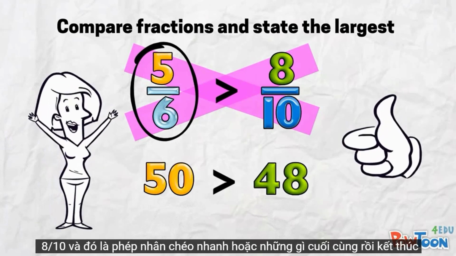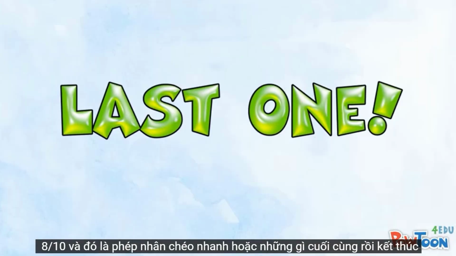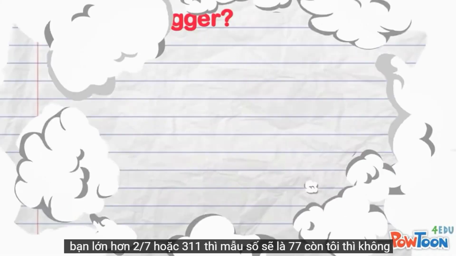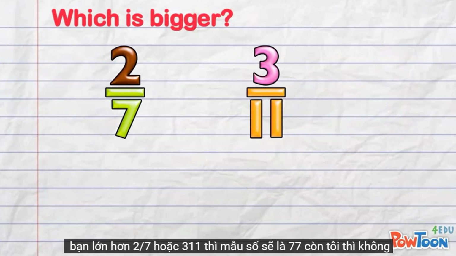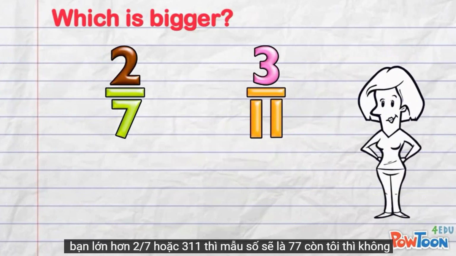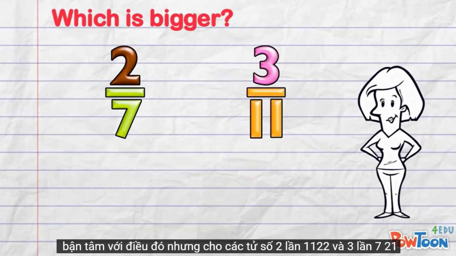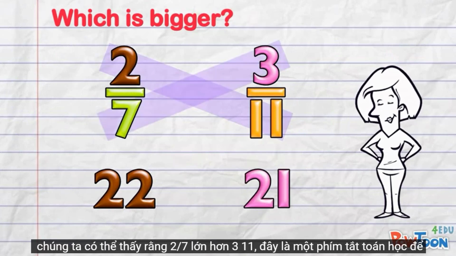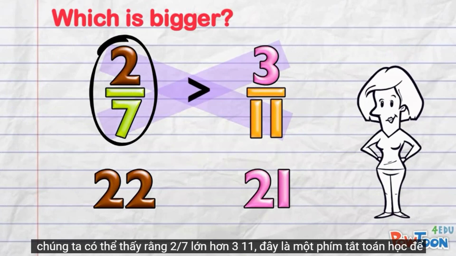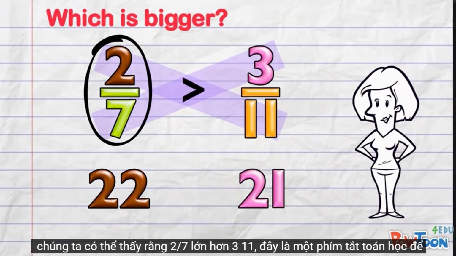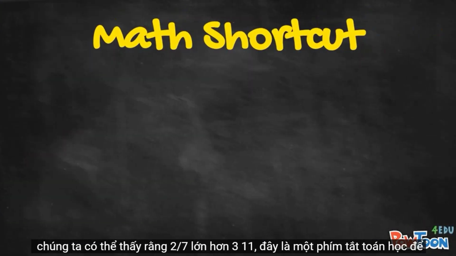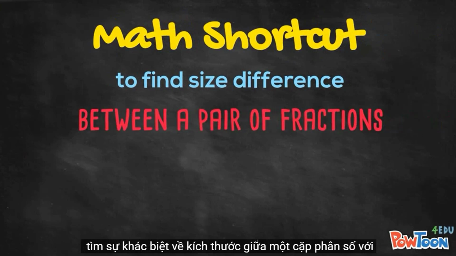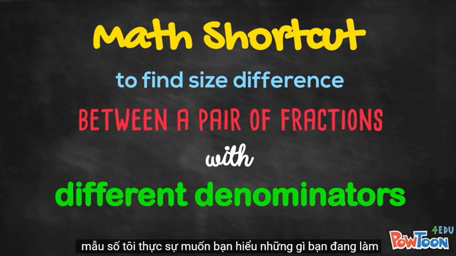Fast or what? Last one, then it's over to you. Which is bigger, 2/7 or 3/11? The denominator would be 77, and I'm not bothering with that, but for the numerators, 2 times 11, 22, and 3 times 7, 21. We can see that 2/7 is greater than 3/11. This is a mathematical shortcut to finding the size difference between a pair of fractions with different denominators.